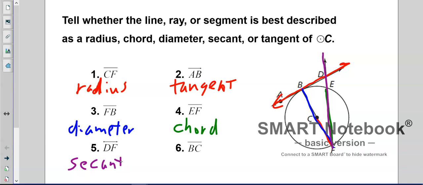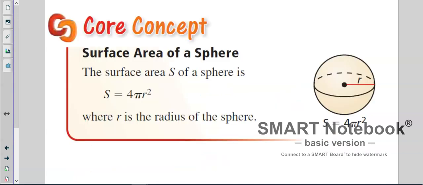And BC, which goes right here. It's the other half of BF. So that again is a radius. So we start with a radius and finish with a radius. Bookends.